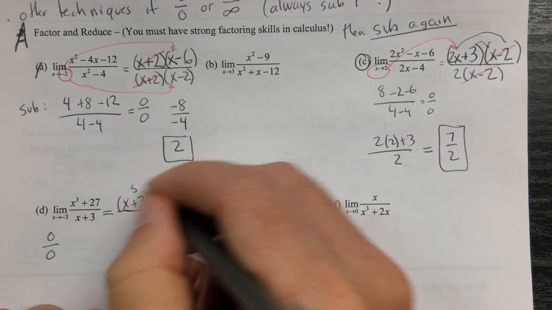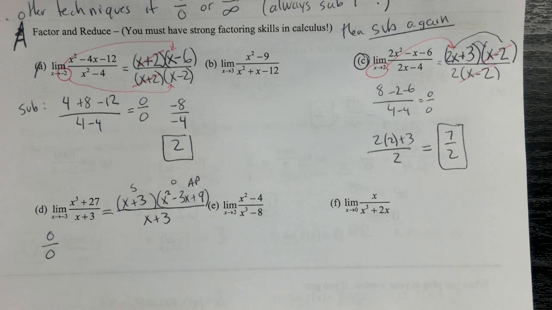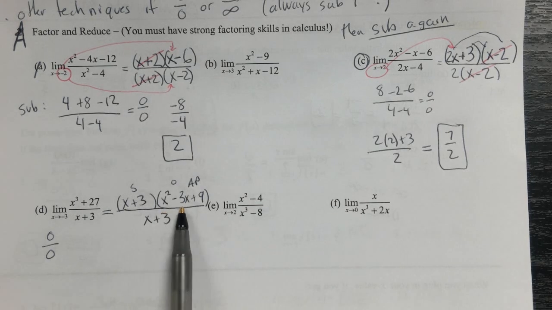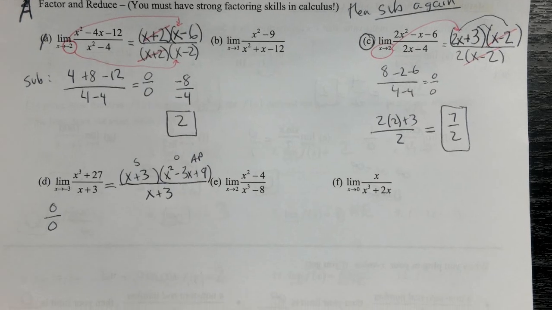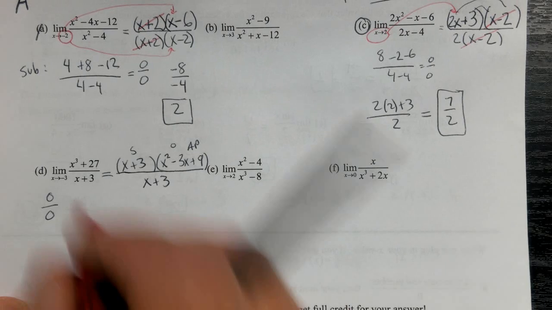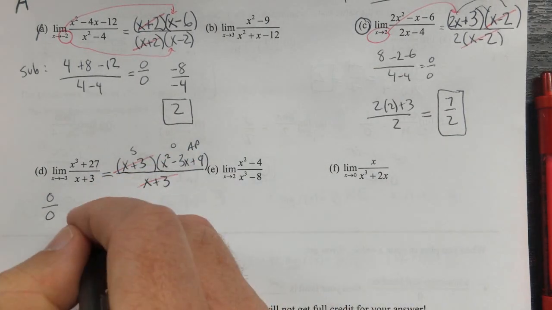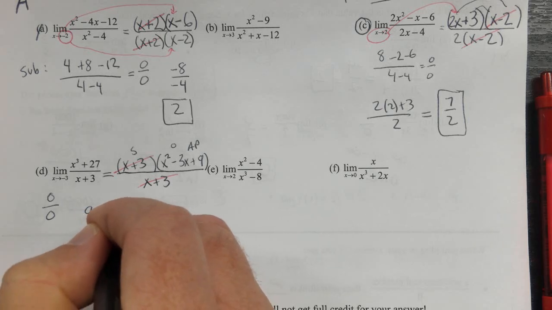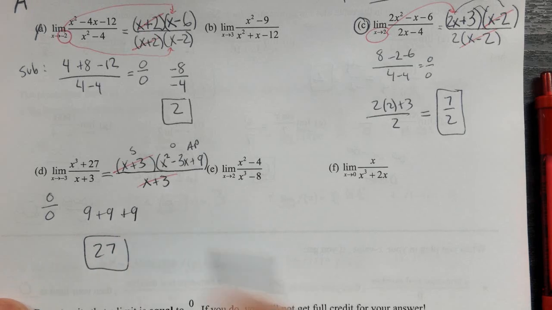Good. Same, opposite, always positive for the signs. SOAP. Square the first one, multiply the two together, square the second one. Again, we're counting on the fact that you remember how to factor these things. X plus 3's will cancel. Plug in negative 3, get 9 plus 9 plus 9 is 27.